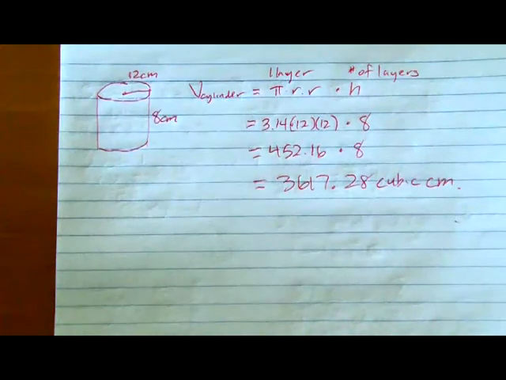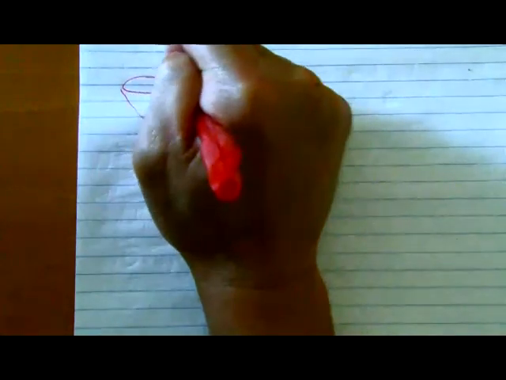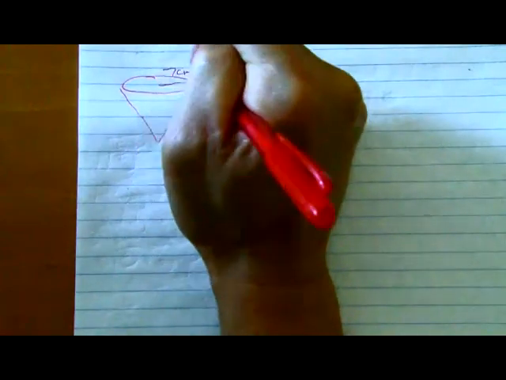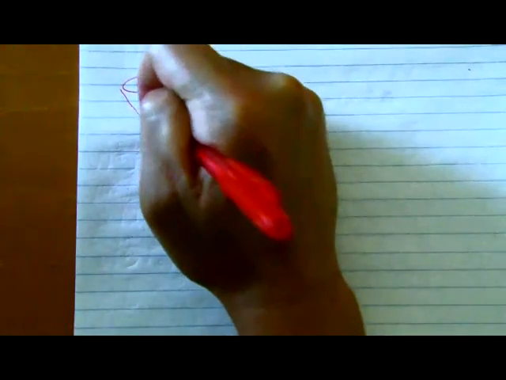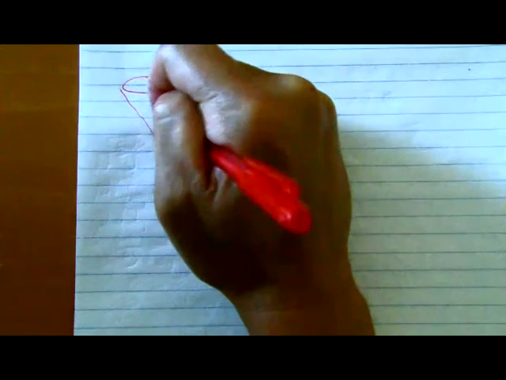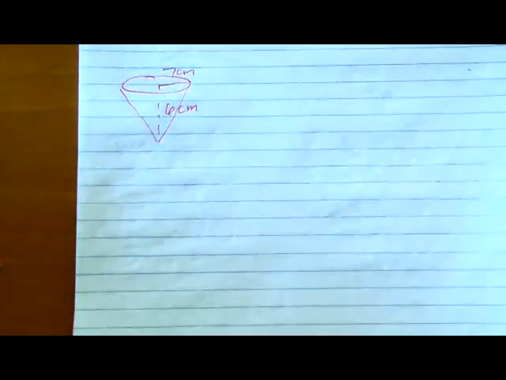Okay, number 2. You have a cone. The radius was 7 centimeters. The height was 6 centimeters. Okay, it's not to scale, but so long as we have the measurements correct.